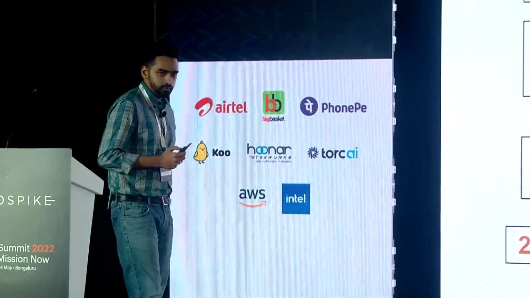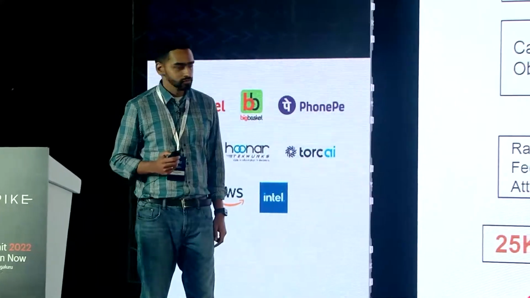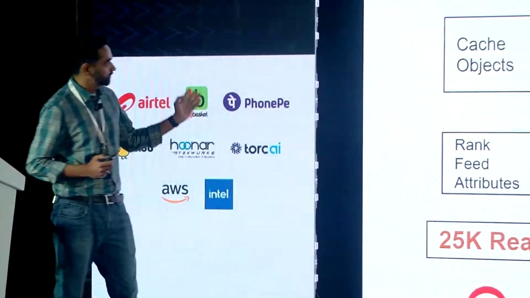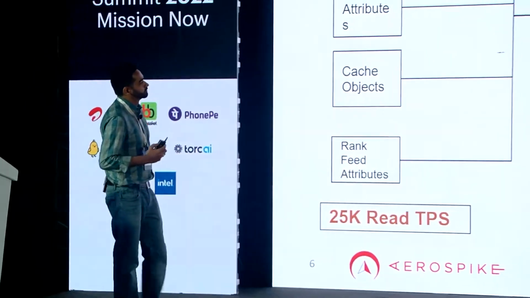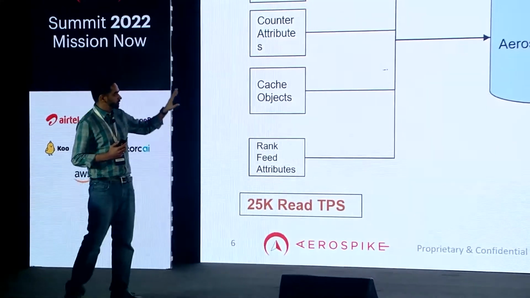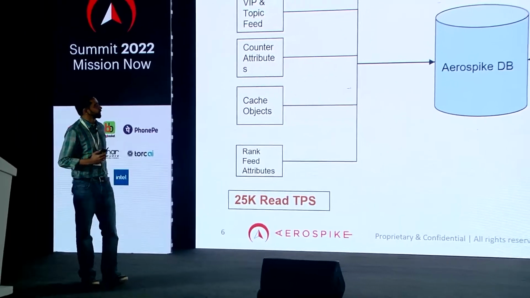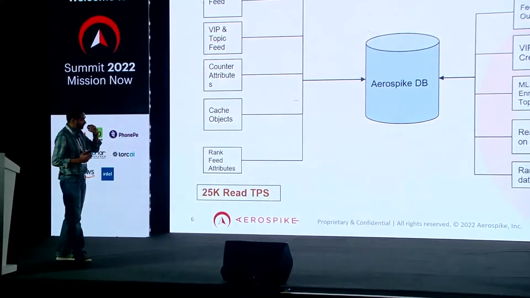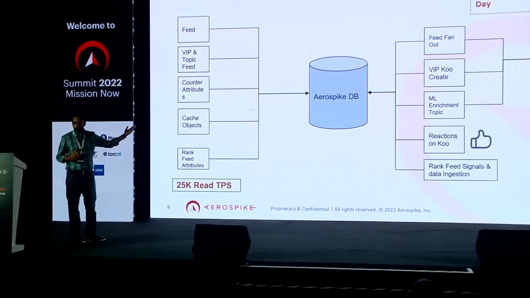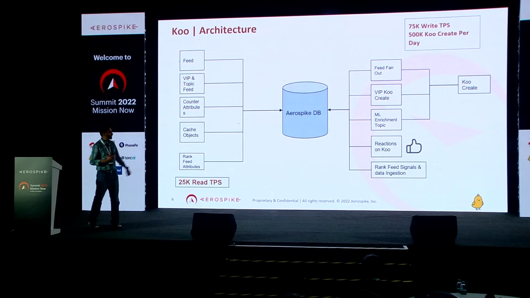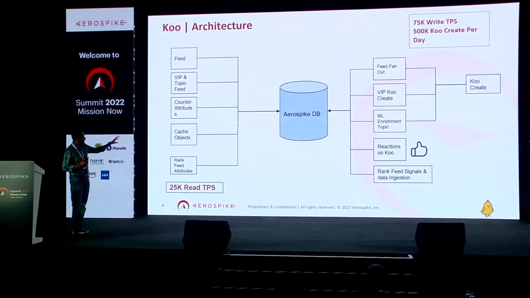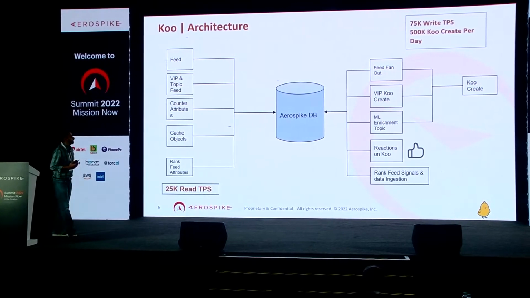So this is where Aerospike comes into the picture to solve all these problems. The left side is your read path, the right side is your write path. If you see the data path, a coup gets created by a user. There are two kinds of users. One is a normal user, and the other could be a very eminent person who has a lot of followers. We call that a VIP.